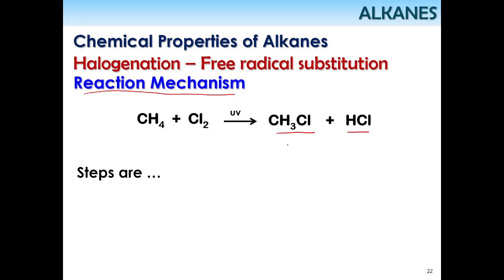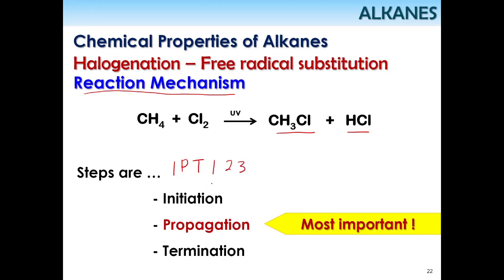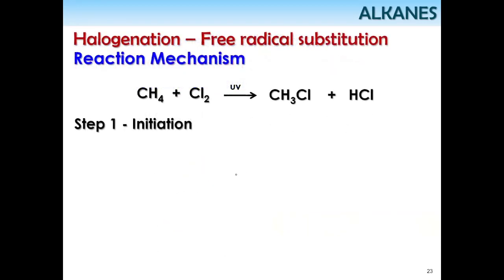So there are 3 steps. The steps are initiation, propagation, and termination. This one you can remember with the short form IPT. This is most important. IPT, and actually for initiation there is 1 step, for propagation there are 2 equations. Initiation is 1 equation, propagation is 2 equations, and termination is 3 equations. So you can short form this by using IPT 1, 2, 3. Okay, IPT 1, 2, 3. You will see what 1, 2, 3 refers to.